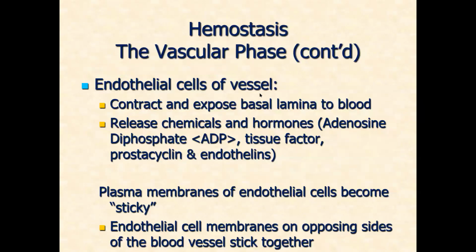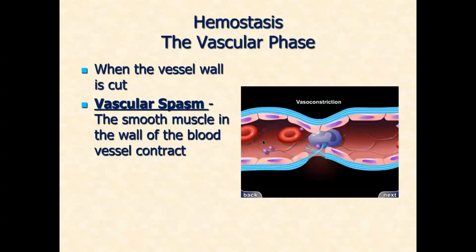Then the endothelial cells now. Remember that your blood vessels are lined with endothelium. As it says there, they contract and expose the basal lamina to blood. What does this mean? It means now in the damaged area here, the endothelium, the lining cells, pull away from the damaged area and they expose these collagen fibers. Why is that important? Because collagen is very attractive to platelets. Platelets love to stick to collagen.